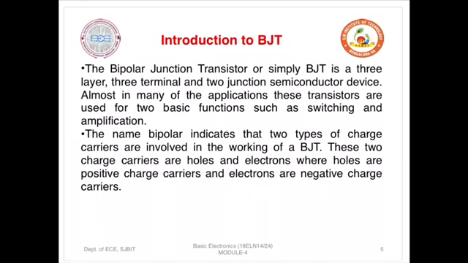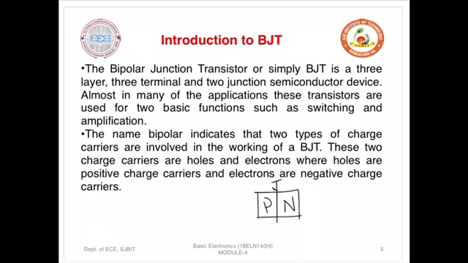In the previous sessions, we have understood about a 2-layer, 1-junction semiconductor device, which we call a diode. The diode is made up of P and N type material, so it has 2 layers and 1 junction. It is a semiconductor device because it is made up of P and N type material. This device we call a diode.